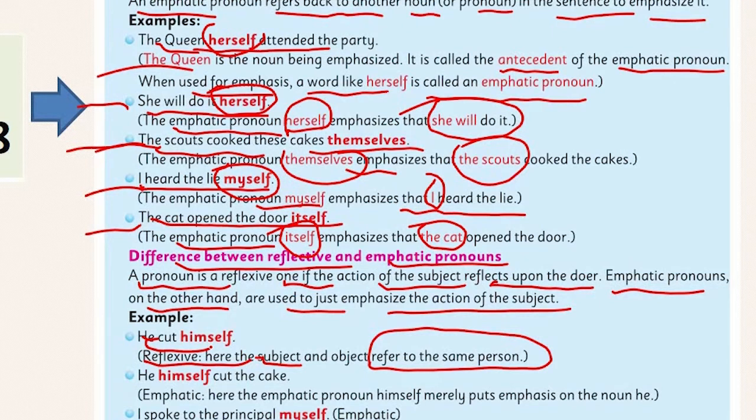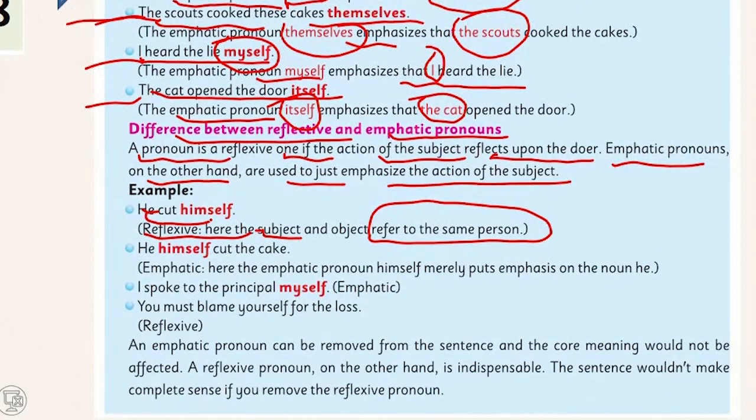तो ये रिफ्लेक्सिव हो गया. और "He himself cut the cake." Emphatic, here the emphatic pronoun himself merely puts emphasis on the noun he. अब यहां पर जो है आप देख सकते हैं कि emphatic pronoun himself एम्फेसाइज कर रहा है, जोर डाल रहा है किस पे? The noun he पर. I spoke to the principal myself.